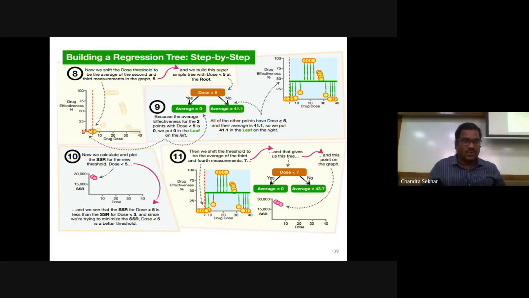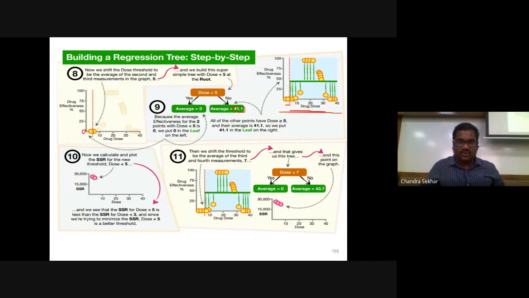Now we are taking 2 and 3. So 2 and 3 we are taking, and remaining all are on this side. Okay, and for 2 and 3, if we take the average, what is the average? 41.1, right? So for these points, if we take the average of drug effectiveness, it is 41.1, whereas the average of 2 and 3 is equal to 0.